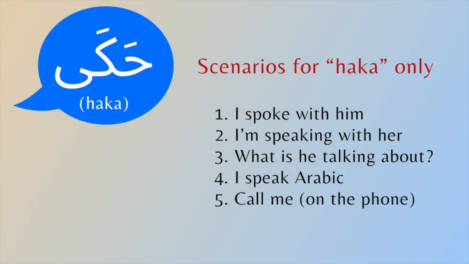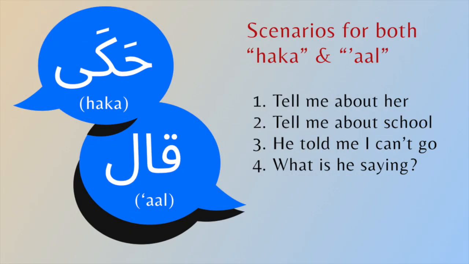Now moving on to haka, this is a distinctive verb used in the Levant region. It is used in everyday casual conversation. Let's look at some scenarios where we can use haka but not el. Number 1, I spoke with him. Number 2, I'm speaking with her. Number 3, what is he talking about? Number 4, it can be used to relay that you speak a certain language. For instance, I speak Arabic. And number 5, it can also be used to mean call me on the phone or I'm speaking on the phone.